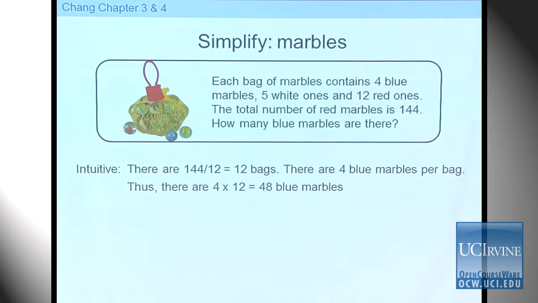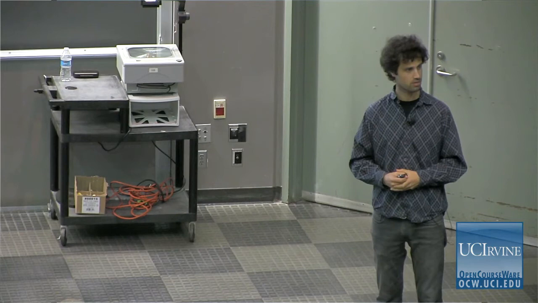So, let's do the same calculation now, not in this intuitive way, but in the way of using ratios of countable objects. Okay? So, what I have to do is a conversion between two things, namely, red marbles to blue marbles. That's the conversion. So I always start with the number of red marbles. If I want to convert one thing into something else, I need to know the relation between those two things.